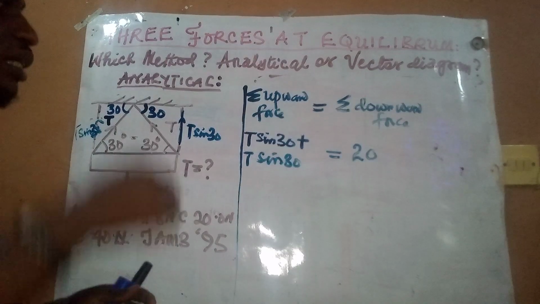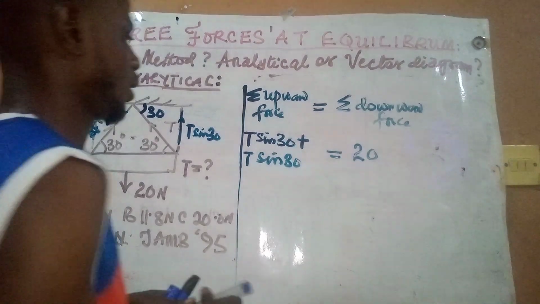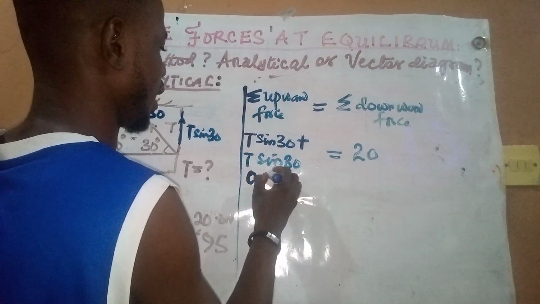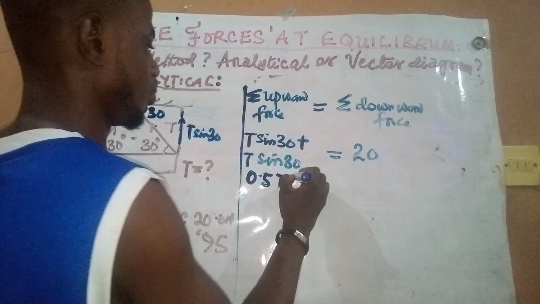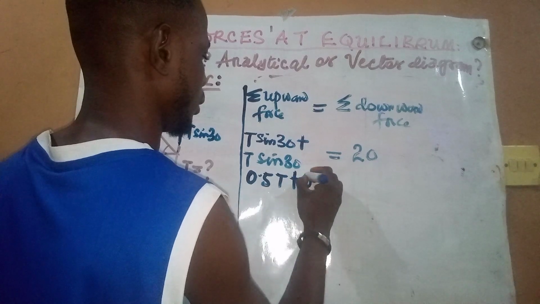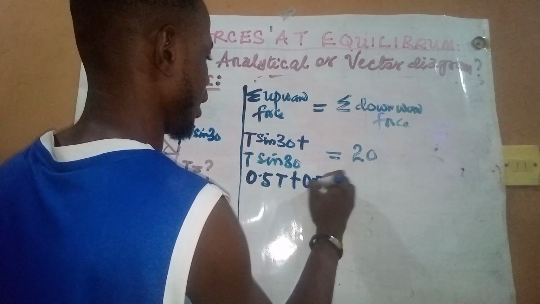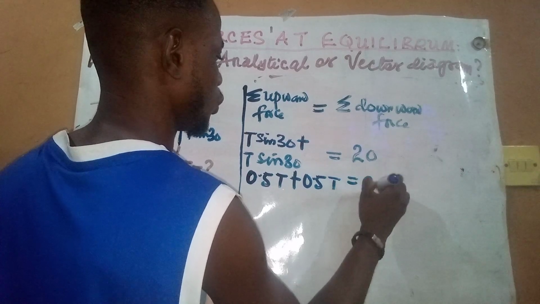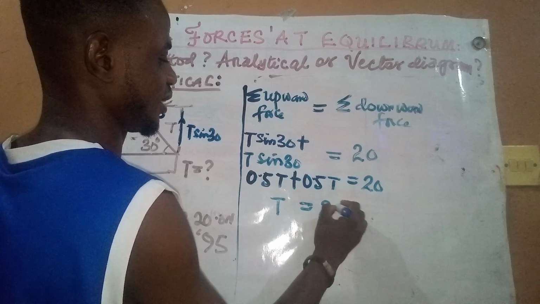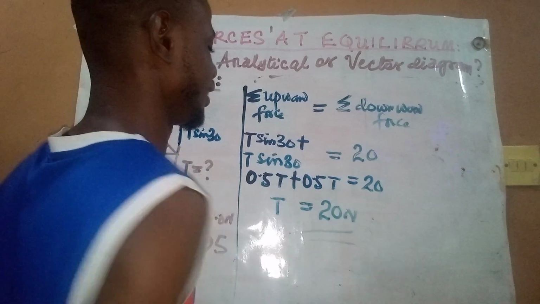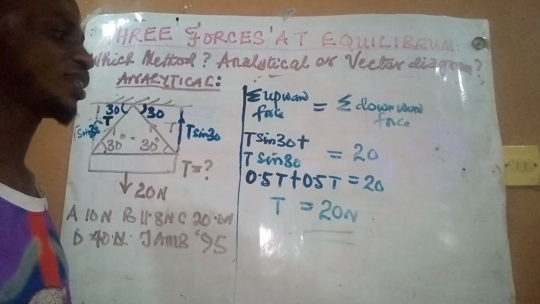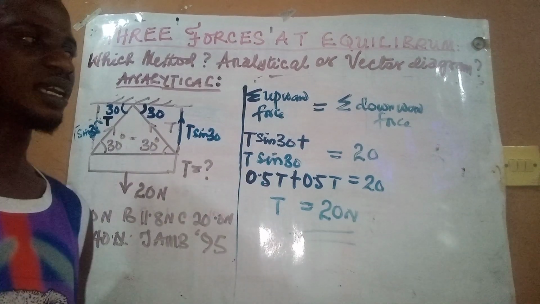Sine 30 is 0.5. That is 0.5 T plus 0.5 T equals 20. This will give us T equals 20 newton. This obviously sounds too simple. Alright, this is the first method.